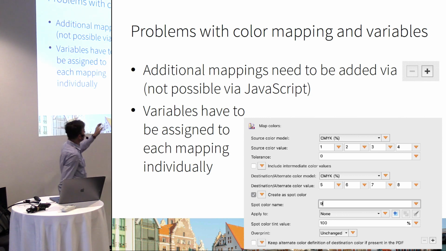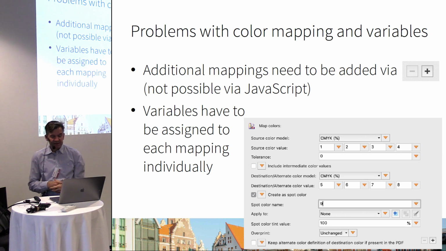You have to prepare your profile with different variables so that you can override the variables during runtime, and 8 such mappings would require 4 source color values and 4 destination values each, and that multiplied by 10 is 80. So that is not ideal.